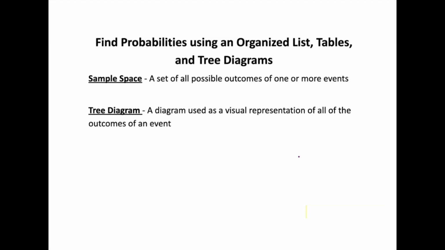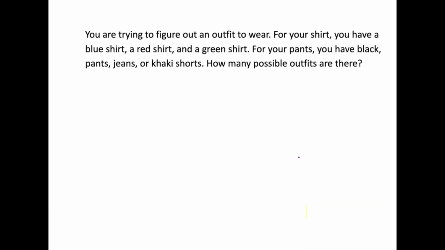In this video, we're going to find probabilities using an organized list, tables, and tree diagrams. When we talk about probability, we're talking about the likelihood that an event will occur. The sample space is all of the possible outcomes of one or more events occurring. We can use things such as a tree diagram as a visual representation of all of the outcomes of an event. Let's go through an example together.